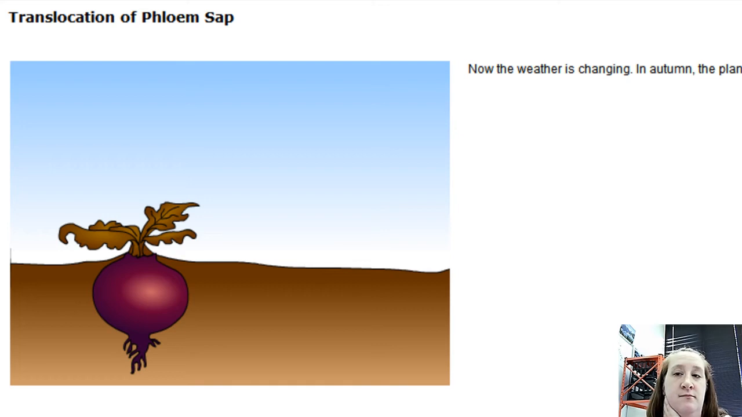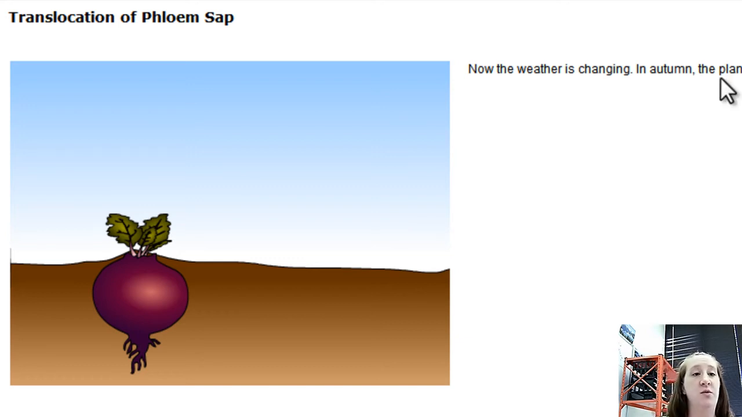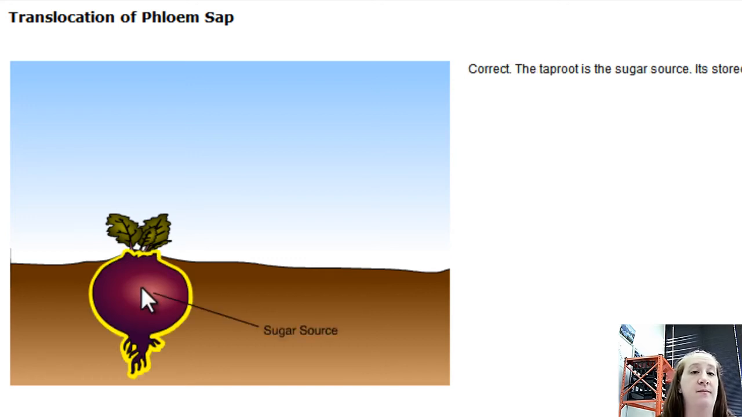In early spring, new leaves begin to grow. Click on the part of the plant that is now the sugar source. All right, so in order for leaves to grow, they need a source of energy. So they're going to get that from... Correct. The taproot is the sugar source. Its stored sugars are transported to the leaves where they are used for growth.